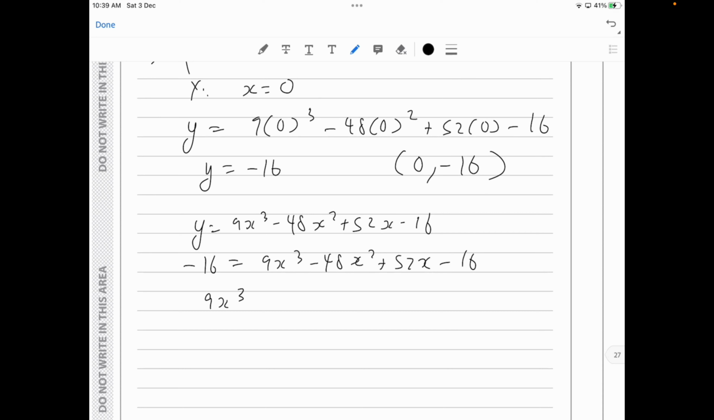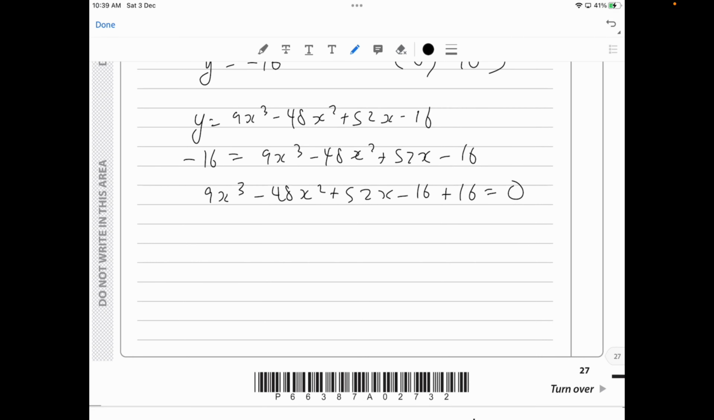Now all I'm doing is just rearranging this equation. Negative 16 plus 16 is equivalent to 0, so these two cancel out. So you get 9x cubed minus 48x squared plus 52x equals 0. Now this is a cubic equation.